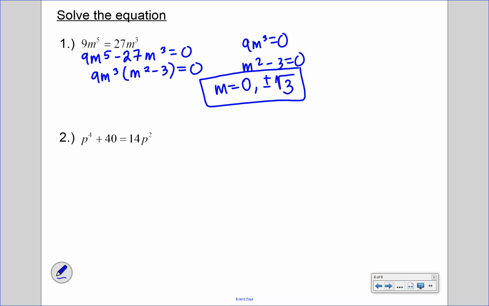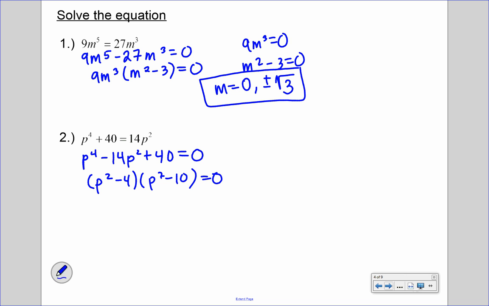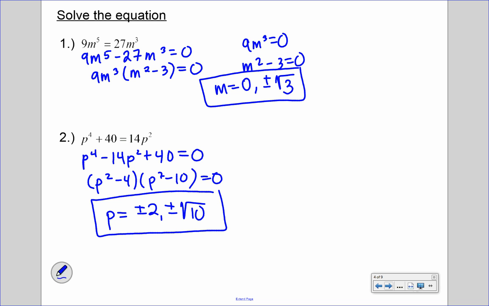Next up, we're going to subtract the 14p squared so the equation equals 0. We can factor this as (p squared minus 4)(p squared minus 10) equals 0. We set both of them equal to 0, and we end up having plus or minus 2 and plus or minus the square root of 10. So we can use factoring and square roots to solve for these.